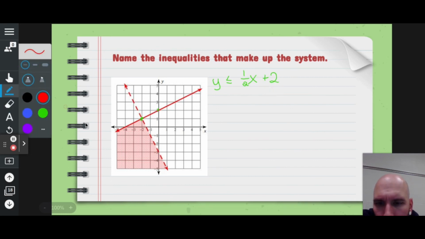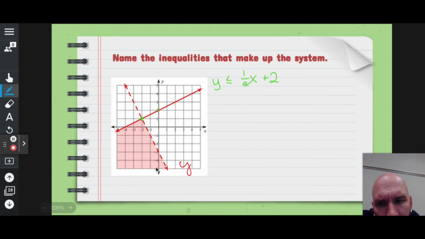My other equation is going to be y is, here's my dashed line, and I'm shading below it, so less than, and it's dashed, so not equal to. My slope is a negative slope. Here's a dot, down 2 over 1. So negative 2 over 1 is just negative 2x, and it goes through negative 3. I like that. I like it a lot.